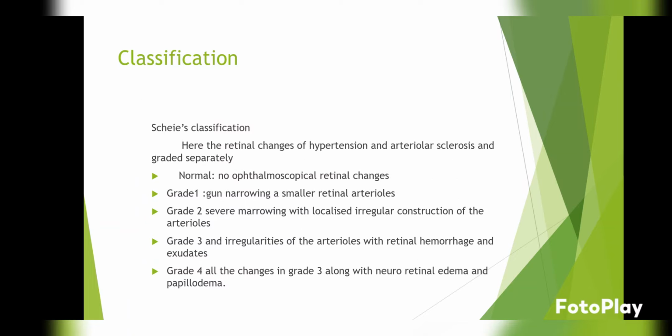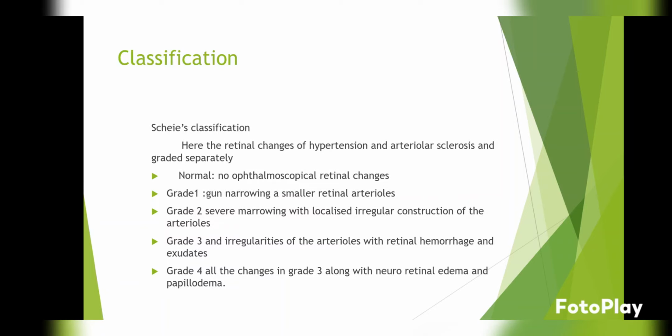The second classification is Scheie's classification. Here, the retinal changes of hypertension and arteriolar sclerosis are graded separately. In the normal fundus view, there are no ophthalmoscopic retinal changes. Grade 1 shows barely detectable narrowing of the smaller retinal arterioles. Grade 2 includes severe narrowing and localized irregular constriction of the arterioles. Grade 3 shows irregularities of the arterioles with retinal hemorrhage and exudates. Grade 4: all the changes in grade 3 along with neuroretinal edema and papilledema.